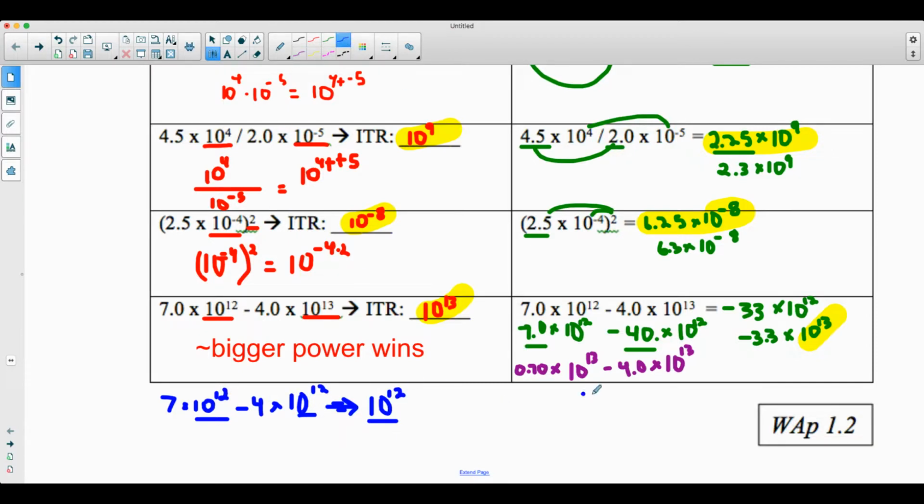Okay? And of course, this one down here, I don't think we really need to see. It's already in the same, so this just comes out to 3 times 10 to the 12. They already have the same 10 to the 12.